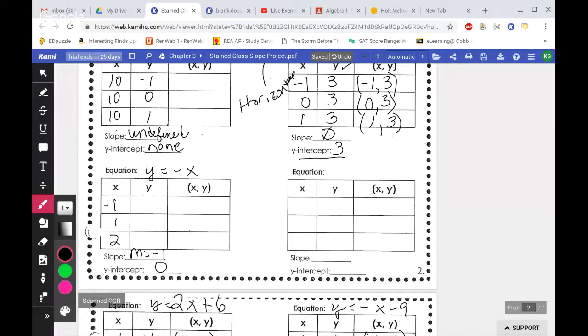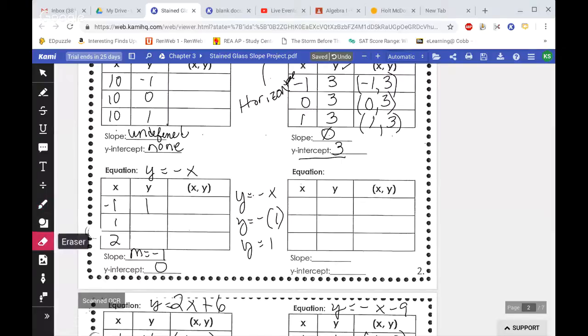All right, so once again, I'm going to pick my same old boring points of negative 1, 1, and 2 to keep my math simple. So I've got y equals negative x. I'm going to plug in, keeping my minus out there, my opposite, and then I'll plug in my negative 1. So minus minus 1 is a 1. And I'm going to plug in my 1. And negative 1 times 1, or the opposite of 1, is negative 1.